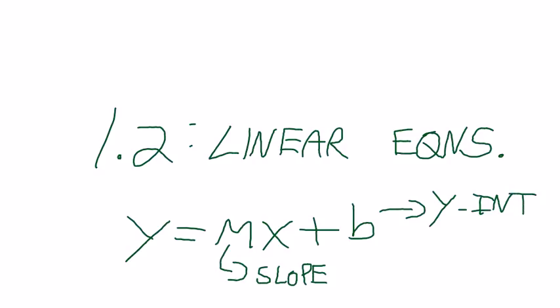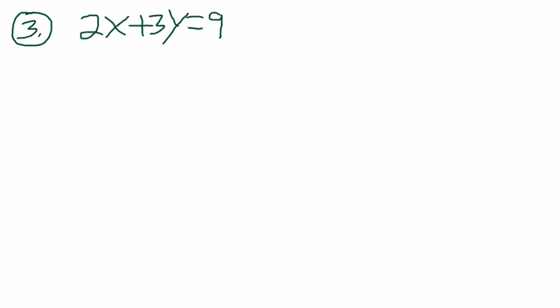Okay, let's skip number 2, and we're going to go to number 3. Reason why I'm skipping number 2, that's already in slope-intercept form, so that should be real easy for you to graph. Number 3 is not in slope-intercept form. You have the 2x plus 3y equals 9. This is in standard form. Whenever graphing any lines, if you have an equation, you always want it in slope-intercept form, because once you have it in slope-intercept form, it's very easy to graph.